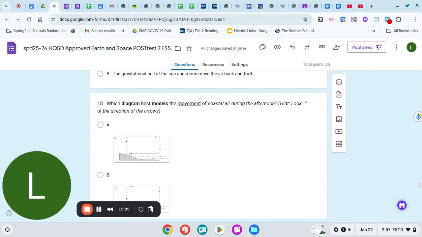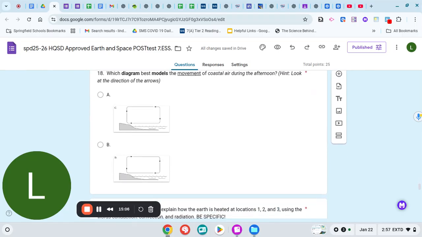Number 18, we have two different directions of movement of coastal air, okay? That's also known as wind. So which diagram best models the wind, the movement of coastal air, during the afternoon? You first have to ask yourself, is the afternoon a sea breeze or a land breeze? Once you figure that out, then you have to look at A and B.